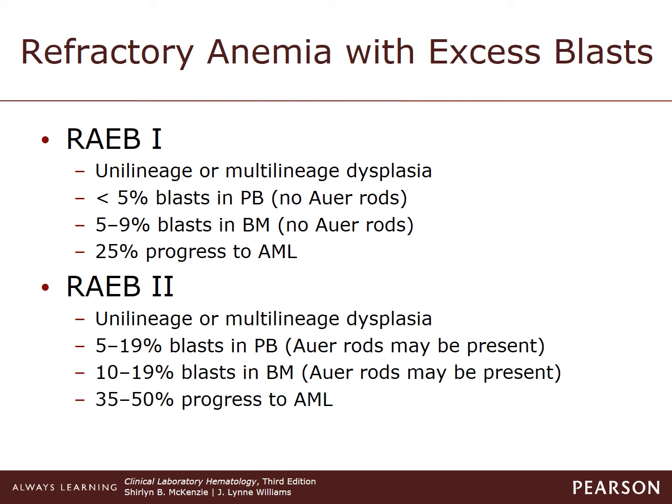For type 2, you're seeing 10 to 19% blasts in the bone marrow and 5 to 19% blasts in the peripheral blood. The presence of Auer rods, regardless of the blast count, qualifies a case into the classification of RAEB2. So with greater than 10% of the myeloblasts having an aggressive course, you see the greater percentage of these cases progressing to AML, so almost 50%.